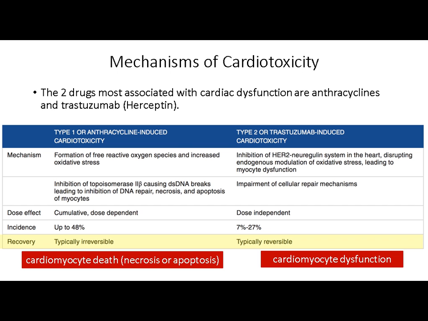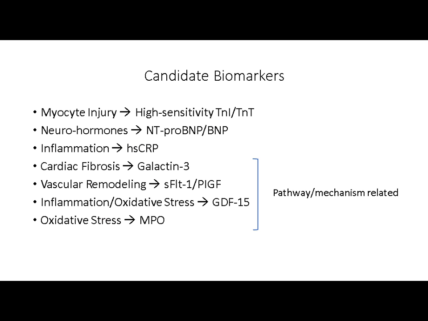On the other hand, we have type 2 cardiotoxicity, which is induced by Herceptin, which is dose-independent, with lower incidence rates, and typically reversible due to cardiomyocyte dysfunction. The question is whether or not we can use the same biomarkers for these two different cardiotoxicity mechanisms.